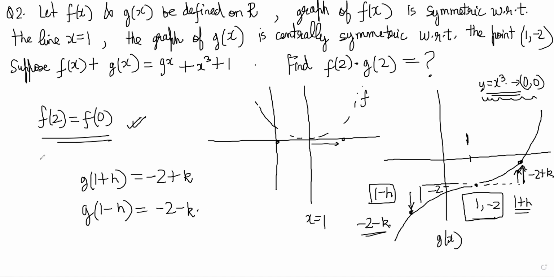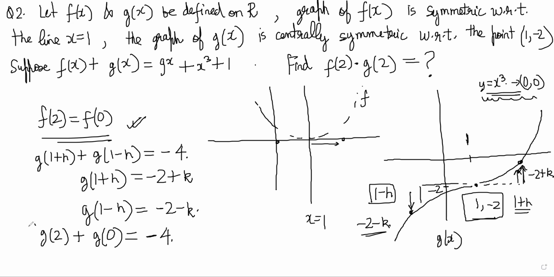So that implies that g of 1 plus h plus g of 1 minus h should be equal to, when you add these two, minus 4. And if I put h is equal to 1 here, I will get g of 2 plus g of 0 should be equal to minus 4. So that is my second condition. This is my first condition, this is my second condition. These are the two conditions that you can derive from the symmetries explained in the problem. If f of x is symmetric about the line x is equal to 1, this happens. If g of x is symmetric about the point 1 comma minus 2, this should happen, right?